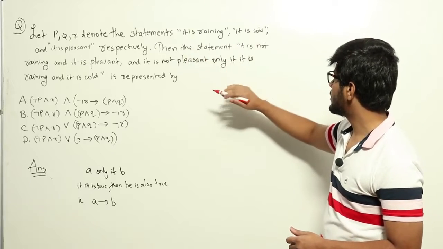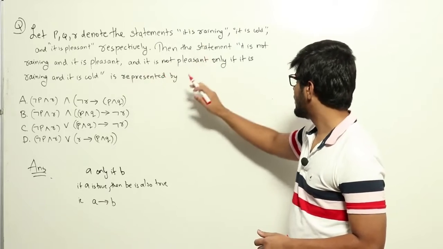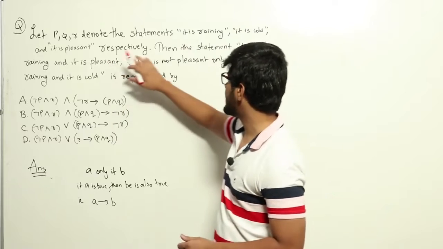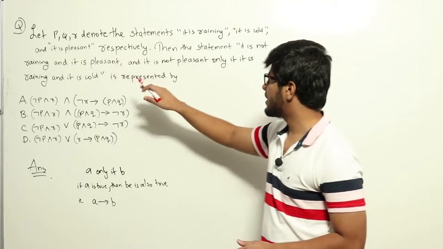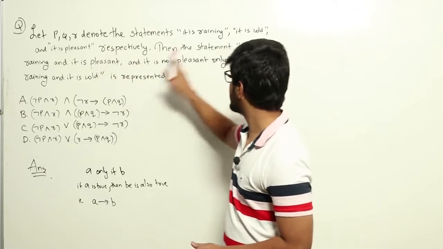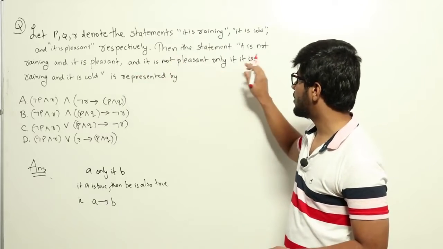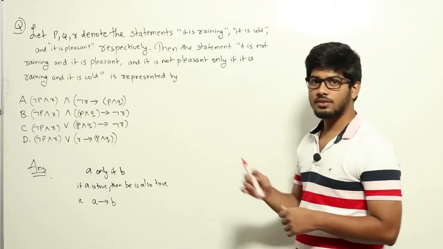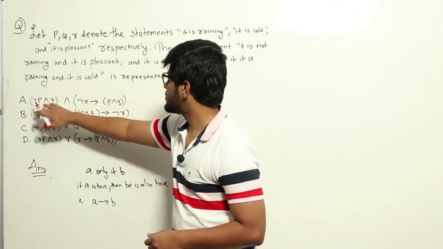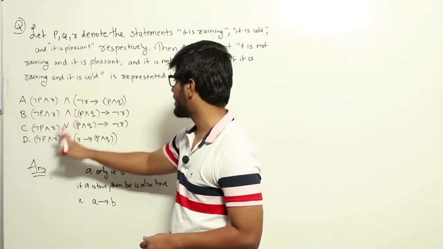One way to read it is: not raining, it is pleasant and it is not pleasant only if it is raining and it is cold. So we can couple it as: it is not raining, it is pleasant and it is not pleasant only if it is raining and it is cold. Or another way of reading it is: not raining and it is pleasant, those two together. After that, and it is not pleasant only if it is raining and it is cold. So the first way of reading it is wrong. If you look at the options, you can see that always in the first part, it is not raining and it is pleasant, only these two are coupled together and the rest comes later.